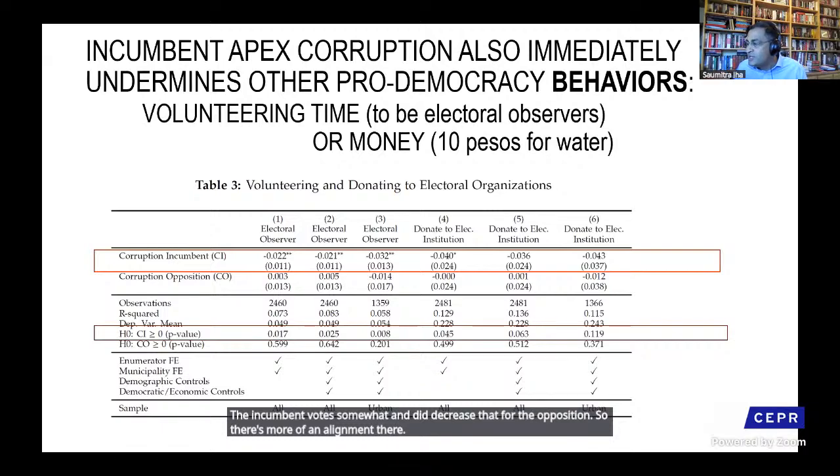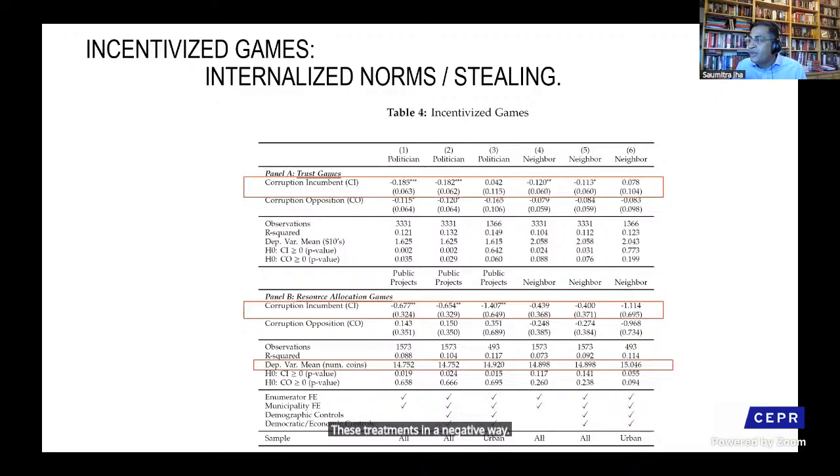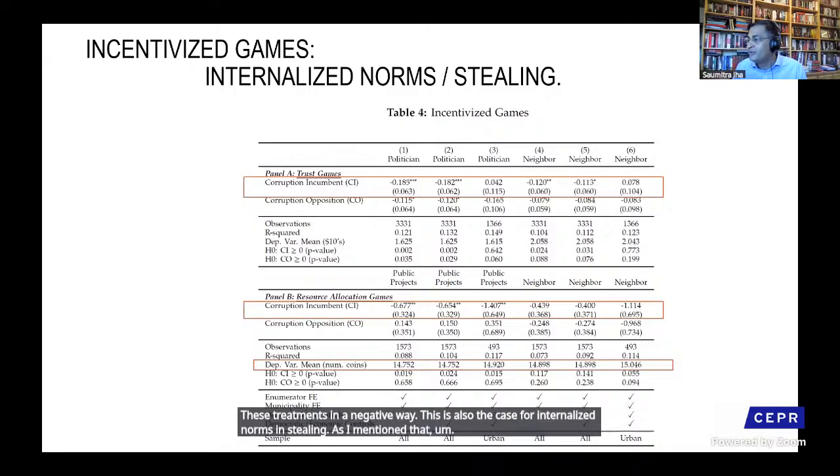When we look at volunteering and donating to organizations, we again find that these behaviors are also affected by these treatments in a negative way. This is also the case for internalized norms and stealing. As I mentioned, the willingness to trust politicians falls, trust in neighbors falls.